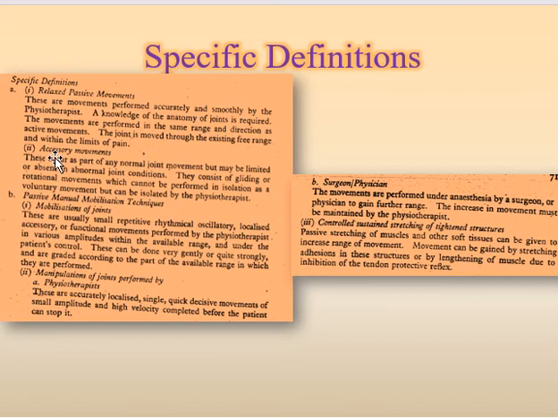Accessory movements. These occur as part of any normal joint movements but may be limited or absent in abnormal joint conditions. They consist of gliding or rotational movements which cannot be performed in isolation as a voluntary movement but can be isolated by the physiotherapist. So we can say that accessory movements are the movements that are separated only by the physiotherapist.